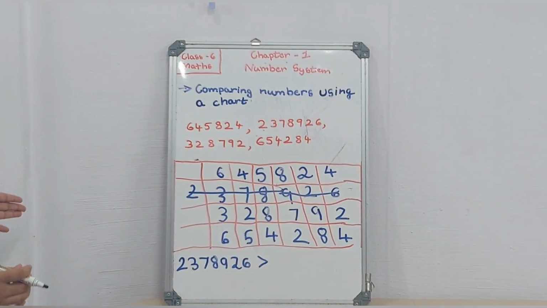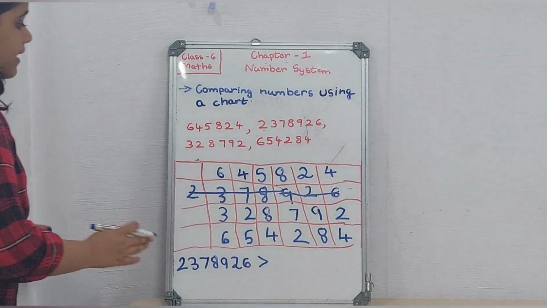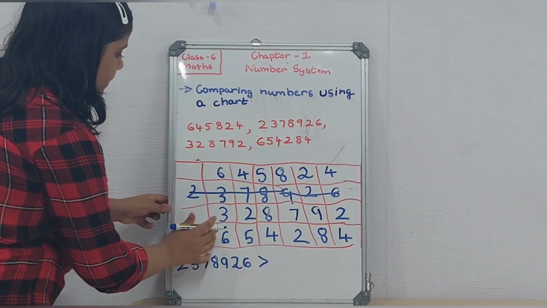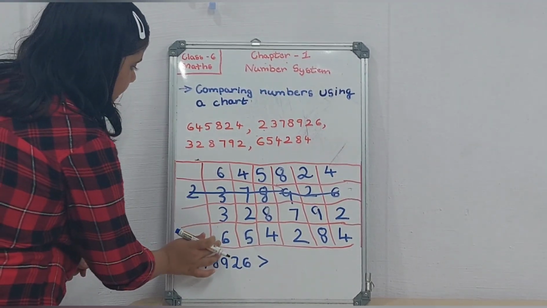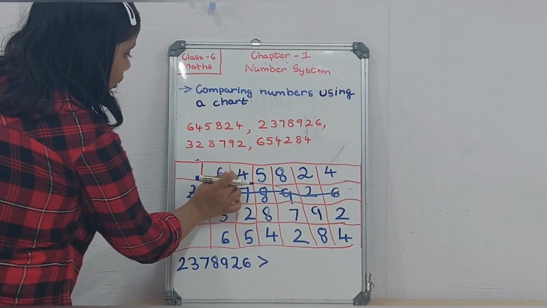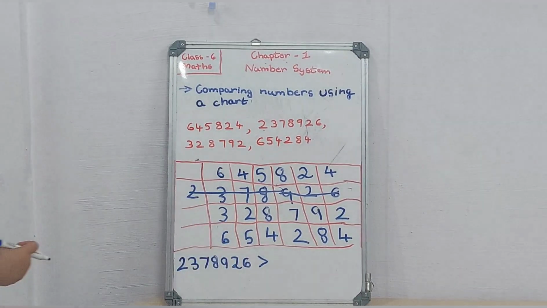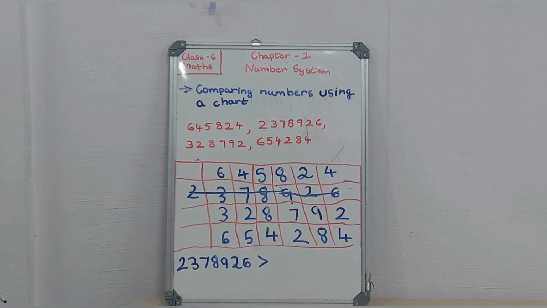Of course 6 is bigger. But there is 6 in 2 places. So let us see in those two. 6, 6. 4, 5. So which is bigger? 4 or 5? Of course 5.